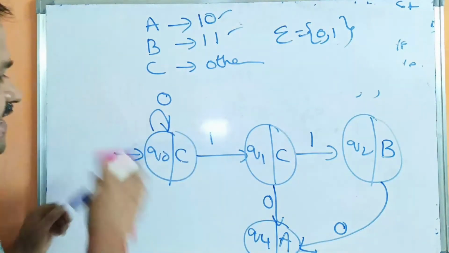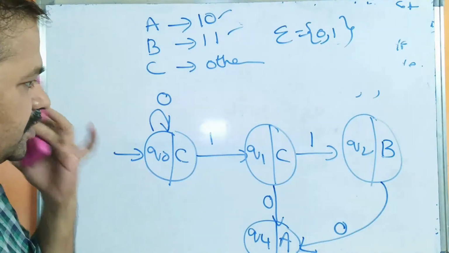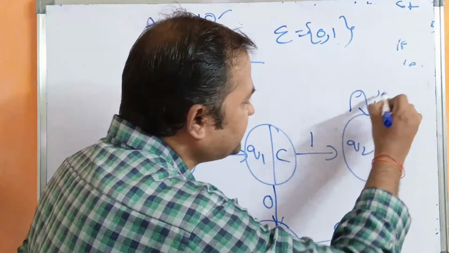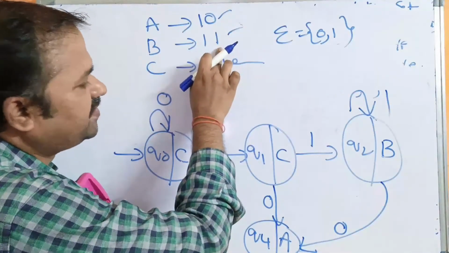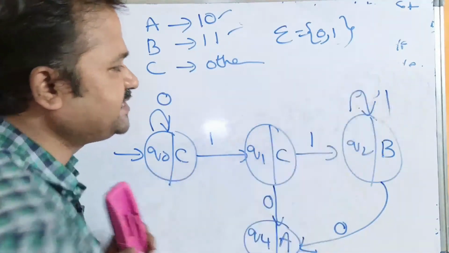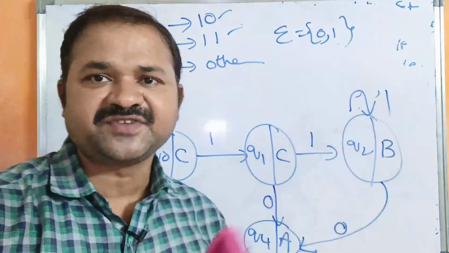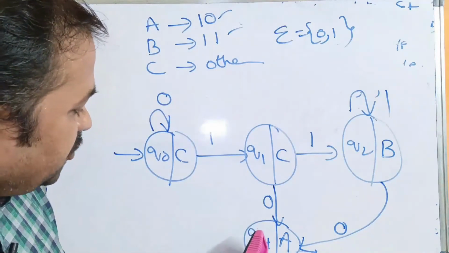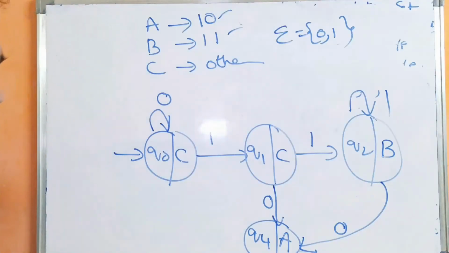Next we have to apply 1 on Q2. Here 1, 1. Here we can apply any number of ones. There is no problem. Why? Because if the input ends with 1, 1, then the output is B only. So we can apply the self transition. There is no problem. So on Q2, 0 is applied as well as 1 is applied. Now we have to apply 0 and 1 on Q4.